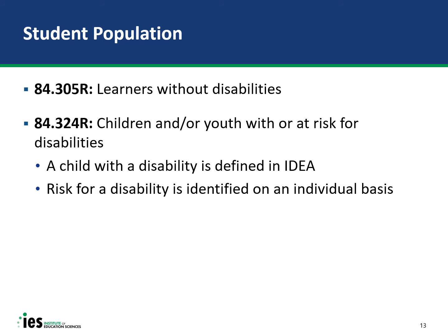Disabilities is defined in the Individuals with Disabilities Education Act, or IDEA. Risk for a disability is identified on an individual basis. If you plan to study learners at risk for disabilities, you should clearly identify the disability or disability categories that your sample is at risk of developing and present research-based evidence of an association between risk factors in your proposed sample and the potential identification of specific disabilities. In other words, you cannot identify children at risk based on general population characteristics, such as being from low-income families or English language learners.